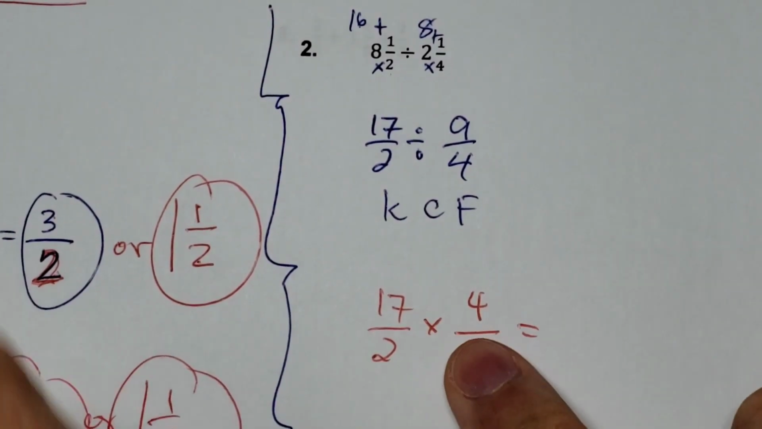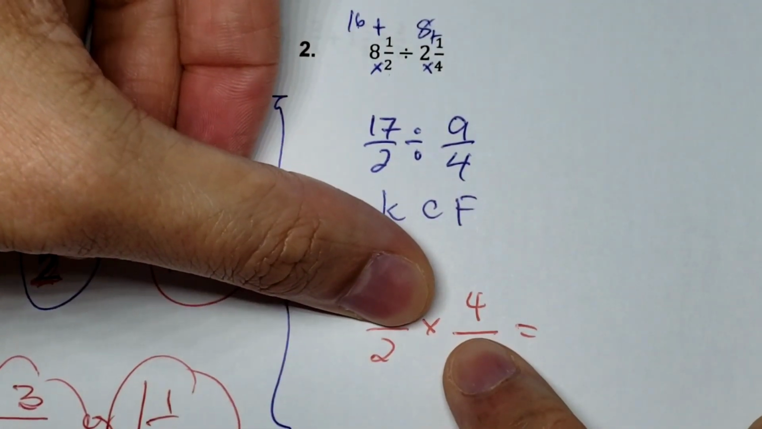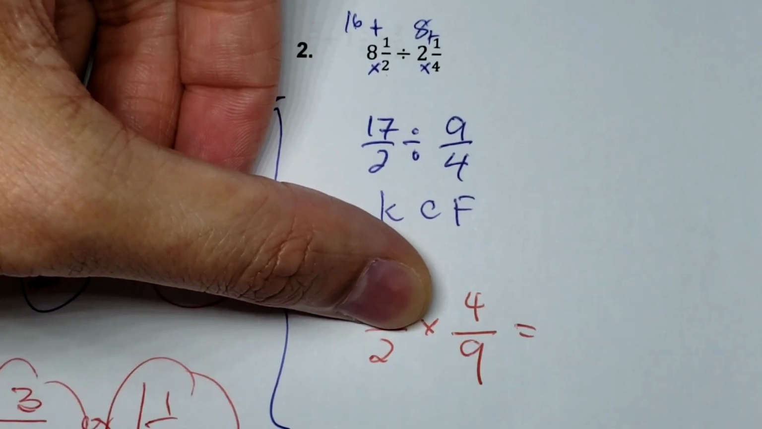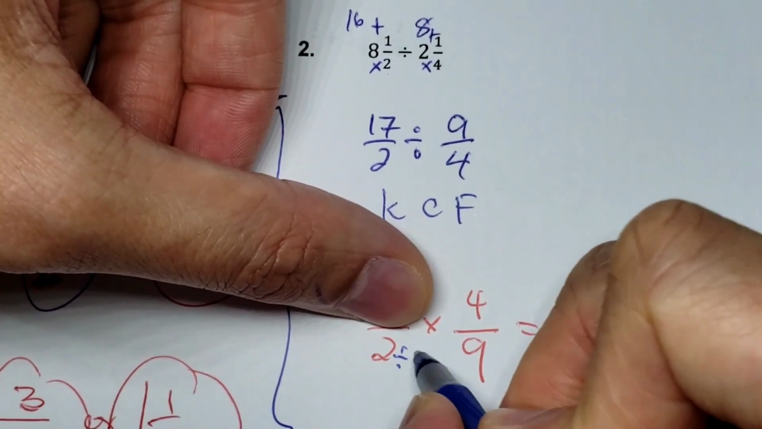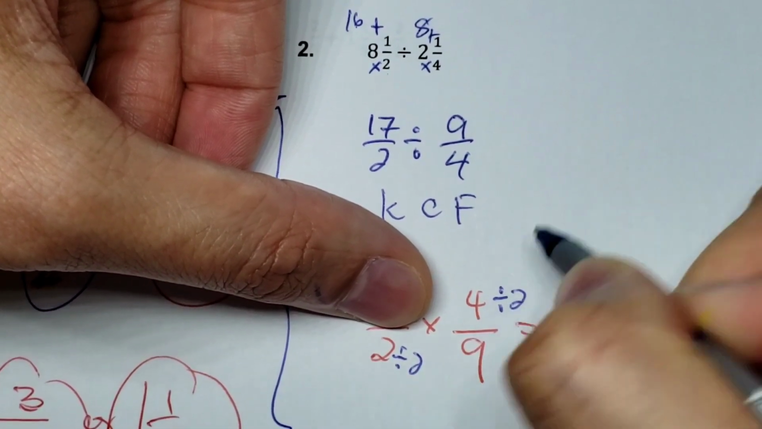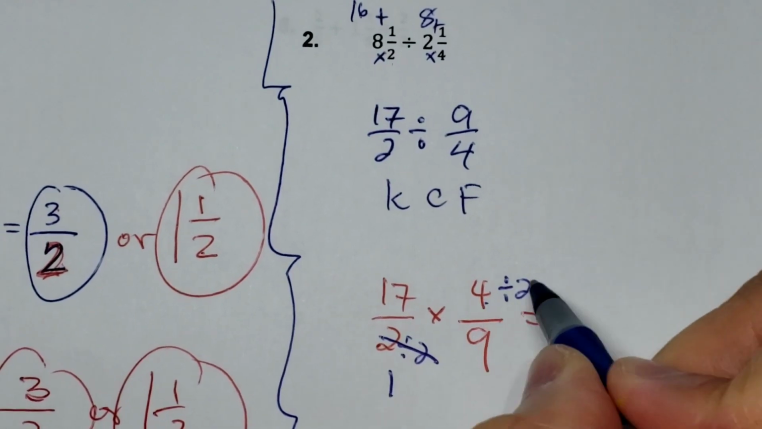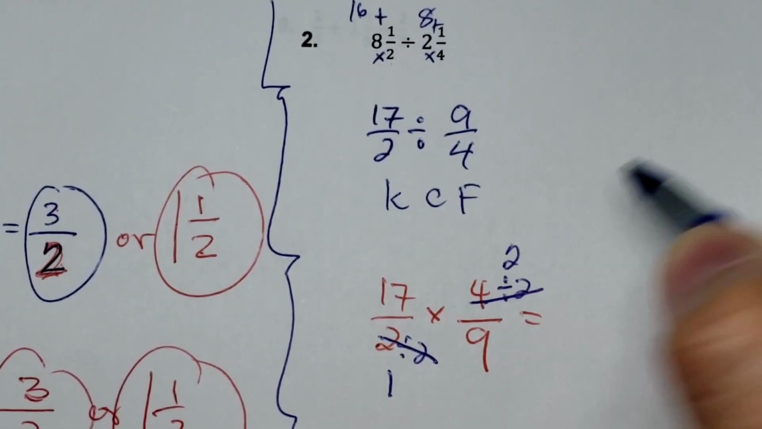What number can you cross cancel from 4 and 2? What number can you divide evenly into 4 and 2? And we know it is 2, because 2 times 1, and this is 2 times 2, so 2 is a common factor. So 2 divided by 2 gives us 1. 4 divided by 2 gives us 2.